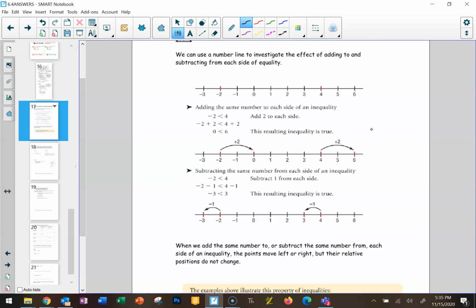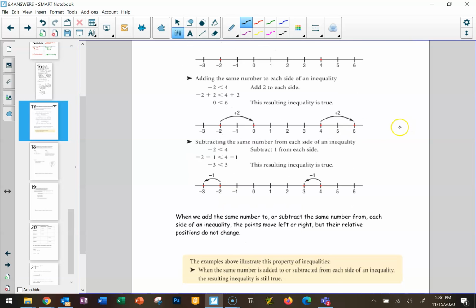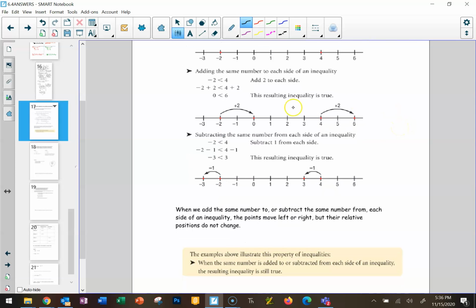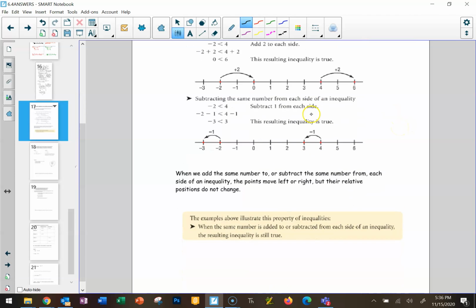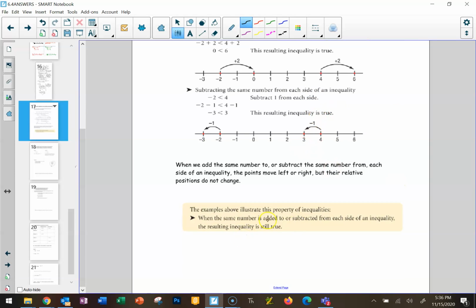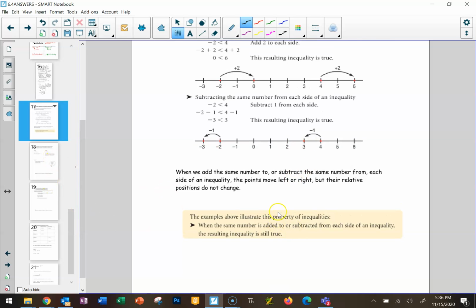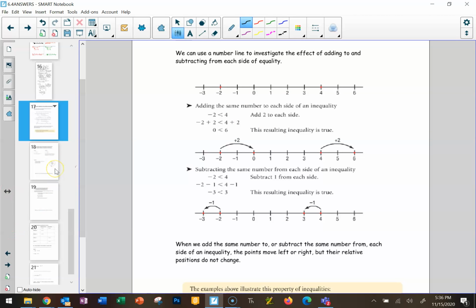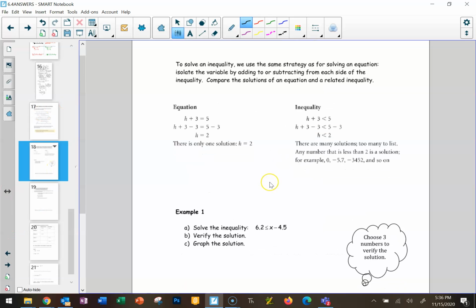As you can see below, the exact same thing holds true with subtraction. So if we started out with -2 being less than 4, and then we subtract 1 from each side, we find that -3 is still less than +3. So that makes it easy, I think. For addition and subtraction, we don't need to flip the sign when we're doing simplification of polynomials. It's just a property of inequalities. We don't need to change the sign for addition and subtraction. That's basically all you need to know for this page. The rest is just doing addition and subtraction.